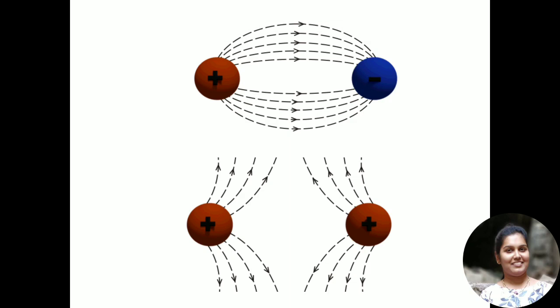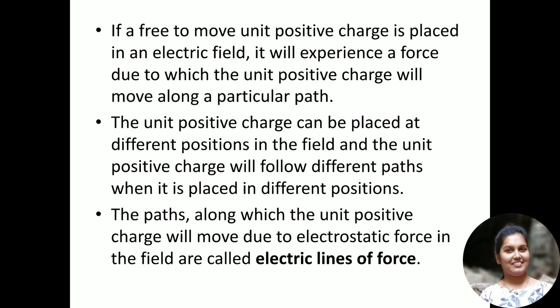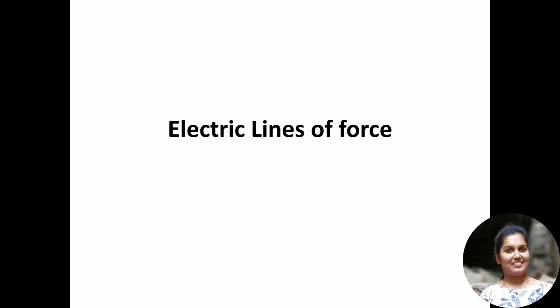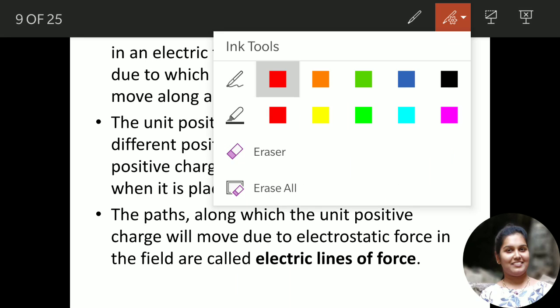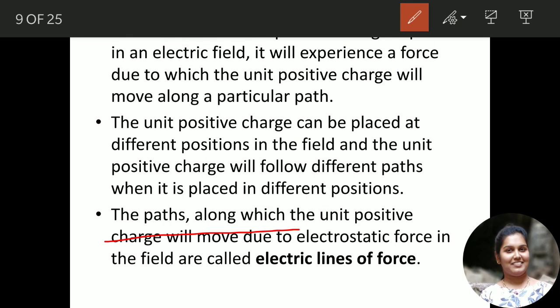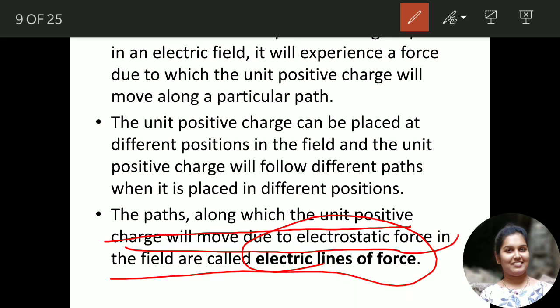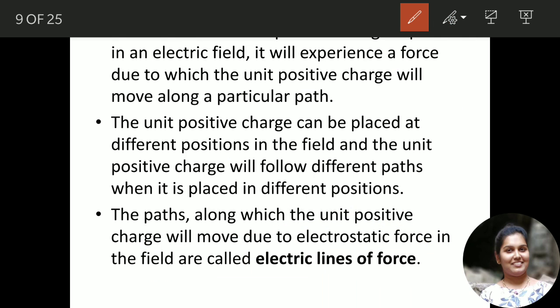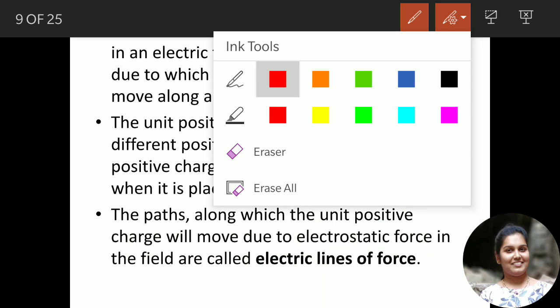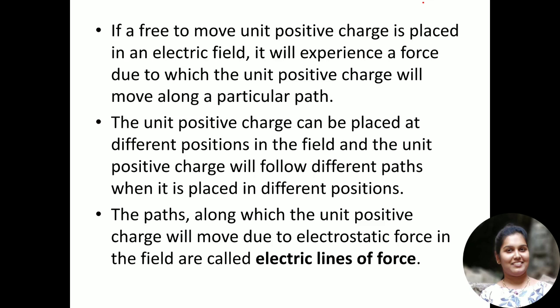So with this we got to know what is meant by electric lines of force. These electric lines of force are nothing but the path along which the positive unit charge will move due to the electrostatic field. These lines of force can take any direction based upon the placement of the unit charges.